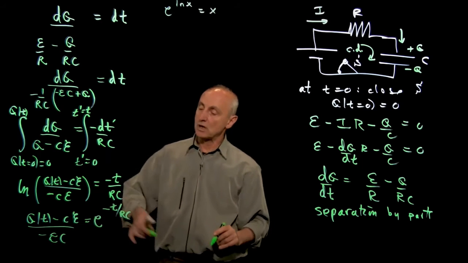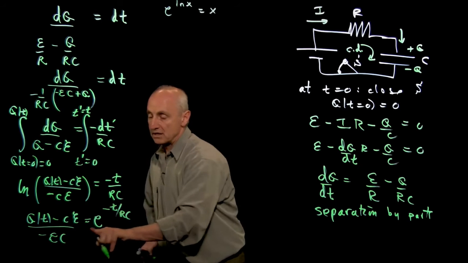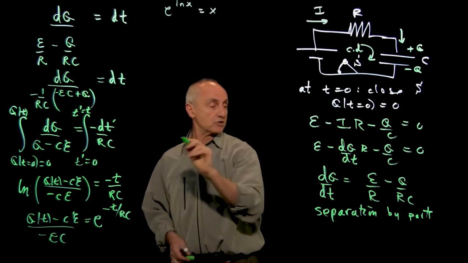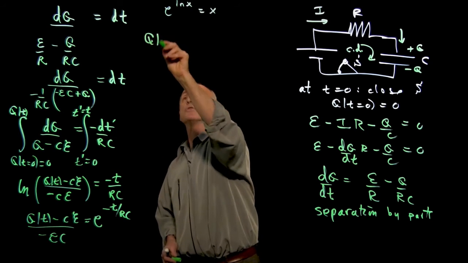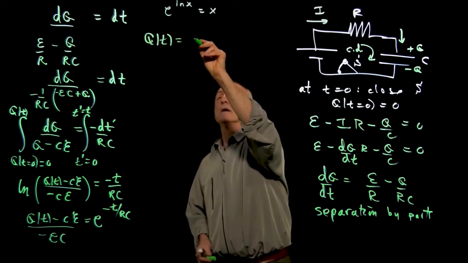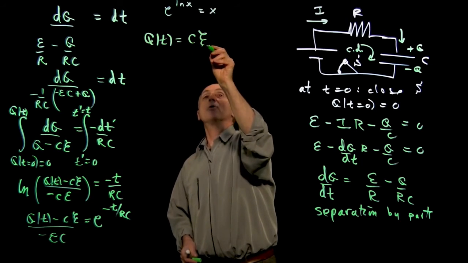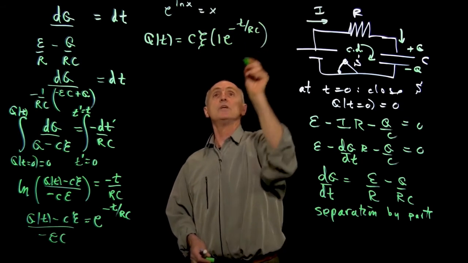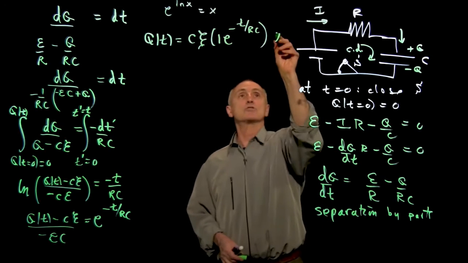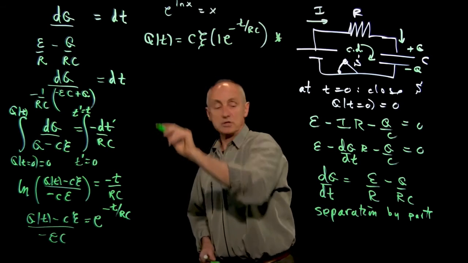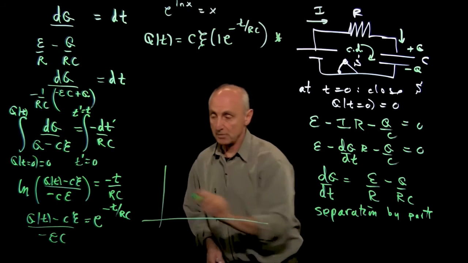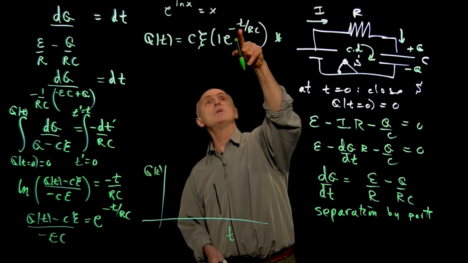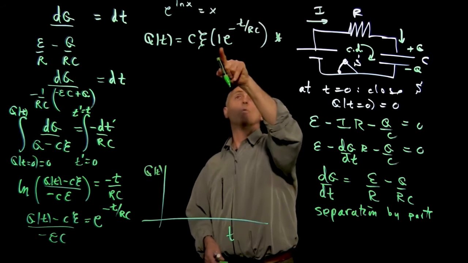And now I just have to do a little bit of algebra. I'm going to bring this to this side and bring that term over there. And I get my solution to this equation, which is Q of t equals C times the electromotive force times 1 minus e to the minus t over RC. And that's our solution. And if you plotted this solution as a function of time, Q of t versus t, you can see that when t is 0, we get 1.